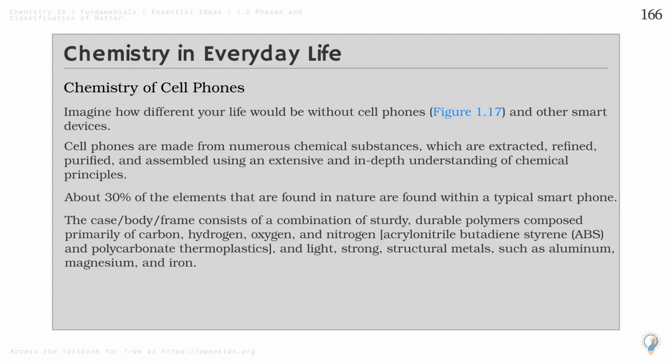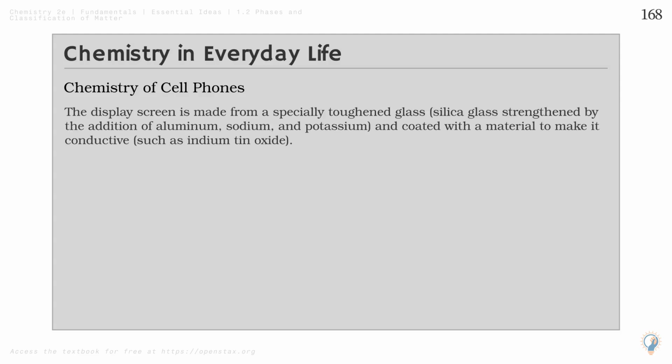The case/body/frame consists of a combination of sturdy, durable polymers, composed primarily of carbon, hydrogen, oxygen, and nitrogen, acrylonitrile butadiene styrene, ABS, and polycarbonate thermoplastics, and light, strong, structural metals such as aluminum, magnesium, and iron. The display screen is made from a specially toughened glass, silica glass strengthened by the addition of aluminum, sodium, and potassium, and coated with a material to make it conductive, such as indium tin oxide.